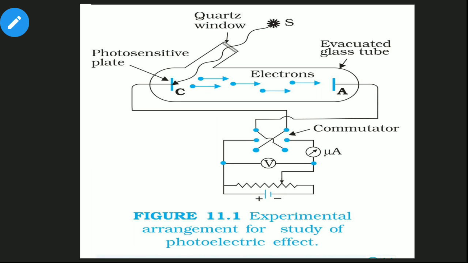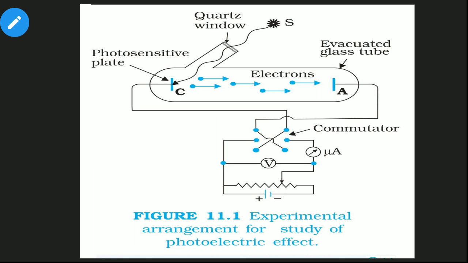On increasing positive charge on plate A, it will attract more electrons emitting from C. So there will be a charge accumulation on plate A. So with the increase in accelerating potential, a stage will reach when photoelectric current becomes maximum and does not increase further with increasing accelerating potential. This maximum value of photoelectric current is known as saturation current. At this stage, all the electrons emitted by plate C are collected by plate A.